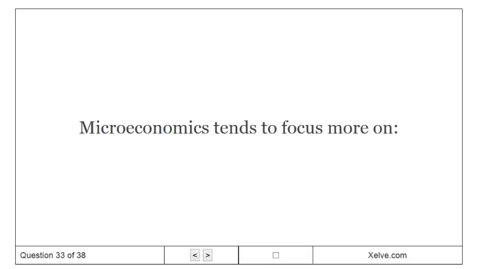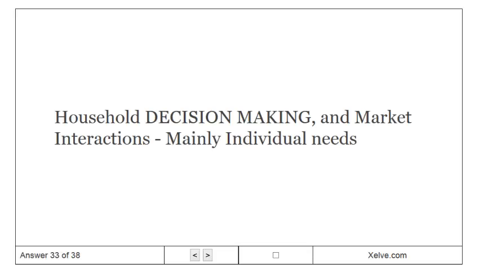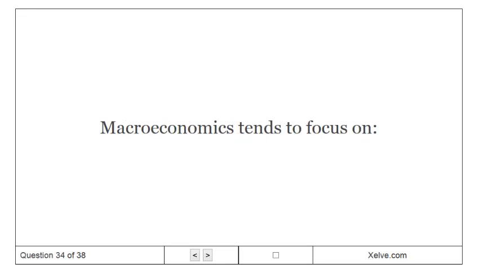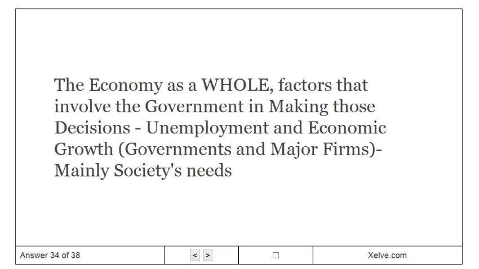Microeconomics tends to focus more on household decision-making and market interactions, mainly individual needs. Macroeconomics tends to focus on the economy as a whole, factors that involve the government in making those decisions, unemployment, and economic growth, mainly society's needs.